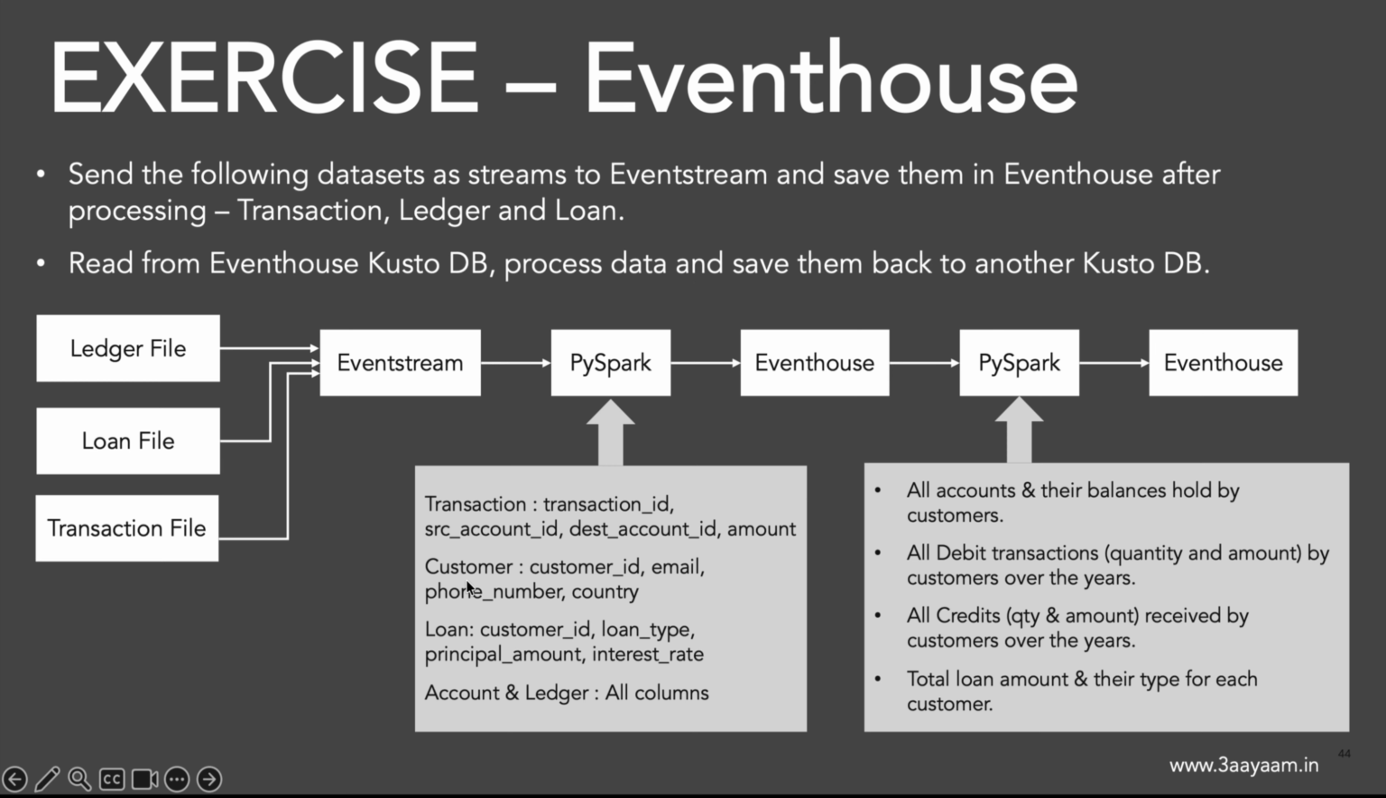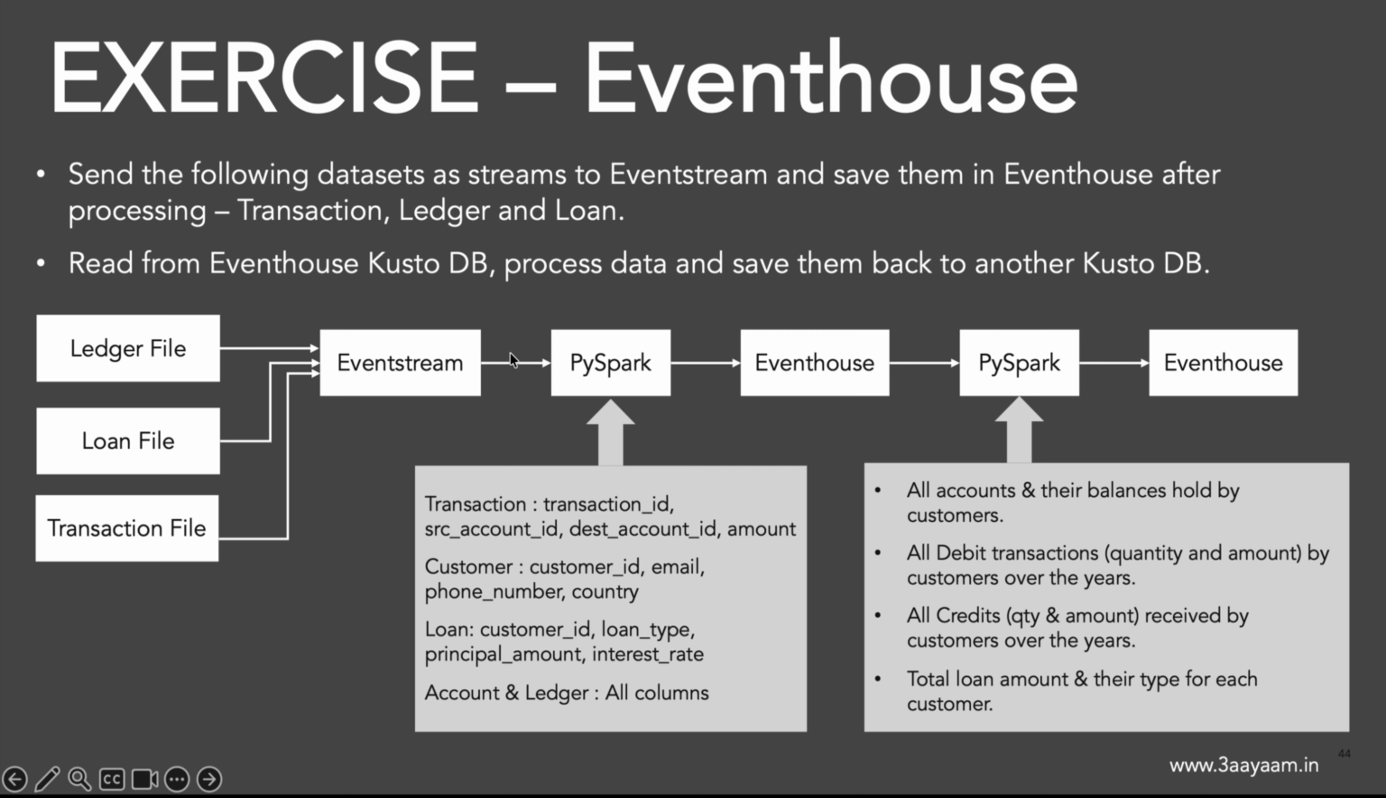Then you have customer stream. From customer stream, you'll have to select customer ID, email, phone number, and country. So these are the only 4 columns. Same would be with loan. You'll have to select customer ID, loan type, principal amount, and interest rate. But for account and ledger, you'll be reading all the columns. For account and ledger, I would recommend that you read it from the file and load it to Eventhouse directly using the ingest command.